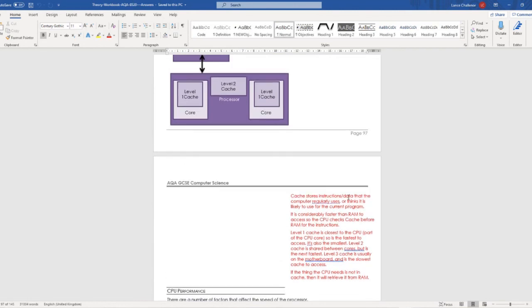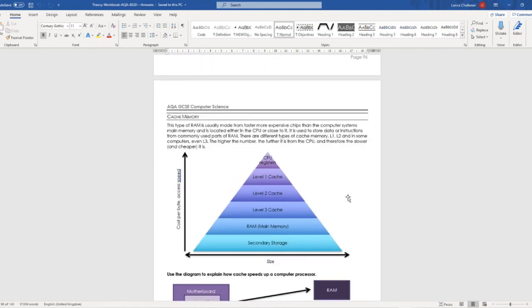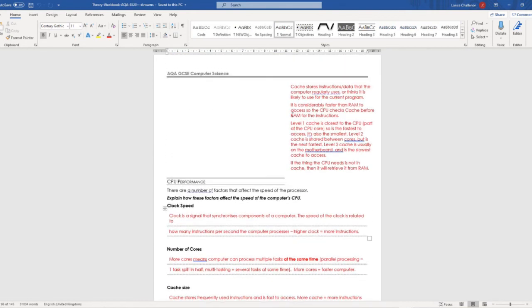So what was the question for this? Explaining here, cache stores the instructions and data that the computer uses regularly and thinks it's likely to use for the current program. It's faster than RAM. Level 1 cache is close to the CPU. I've just explained all of this.